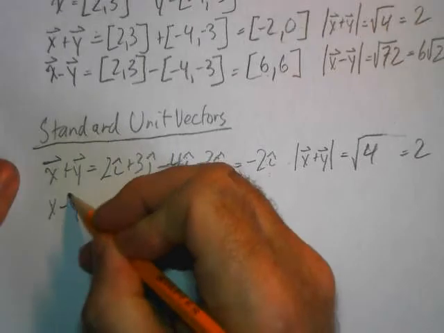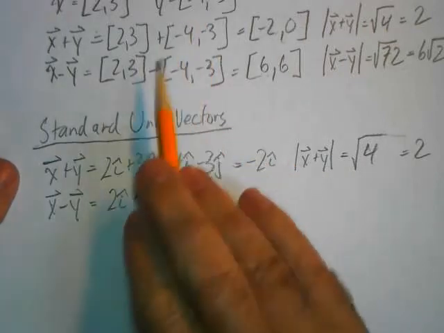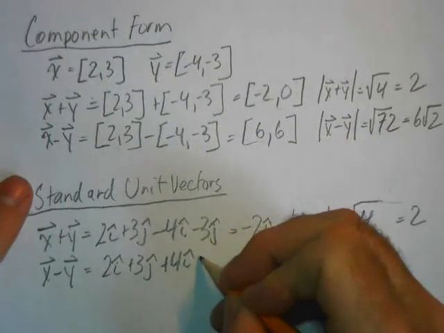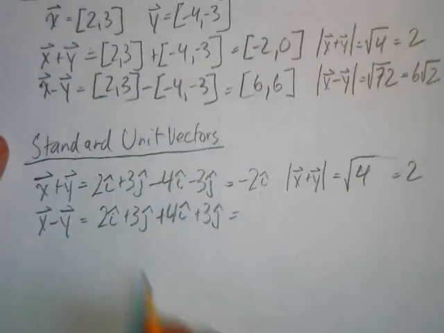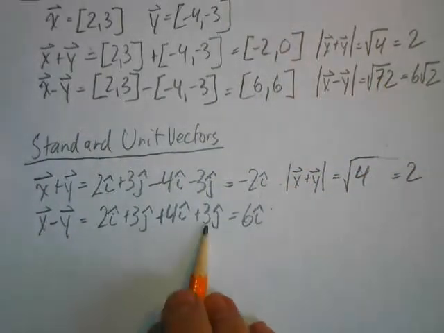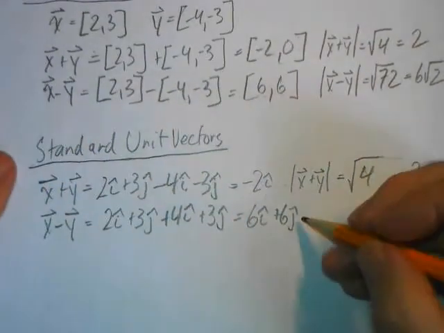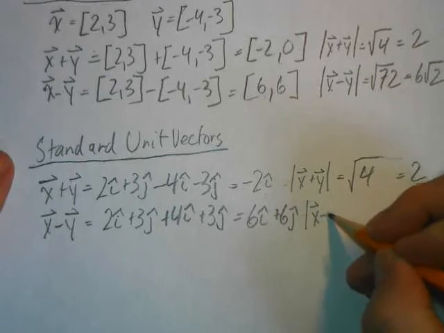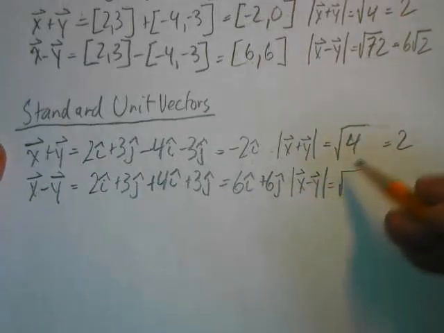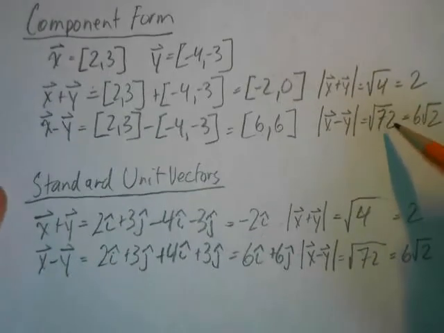Okay, do the same subtraction this time. So now I've got 2i hat plus 3j hat. And now I'm subtracting these, so they turn into additions. So plus 4i hat plus 3j hat equals 2i hat plus 4i hat is 6i hat. And then 3j hat plus 3j hat is 6j hat. That's it. And then the magnitude of that vector, x minus y magnitude, is equal to the square root of 6 squared plus 6 squared, that's 36, 36, 72. And again, you see the exact same result as we just did with just looking at the components.